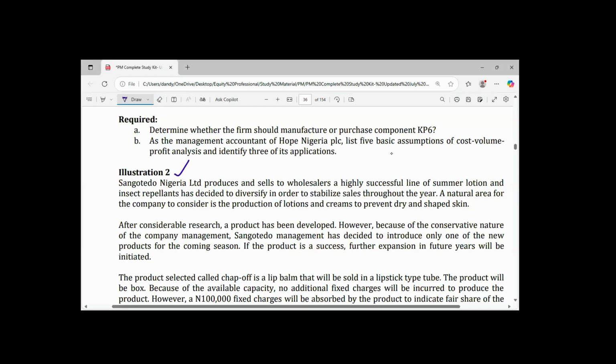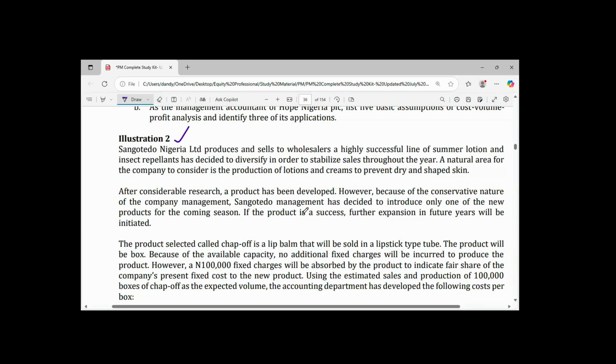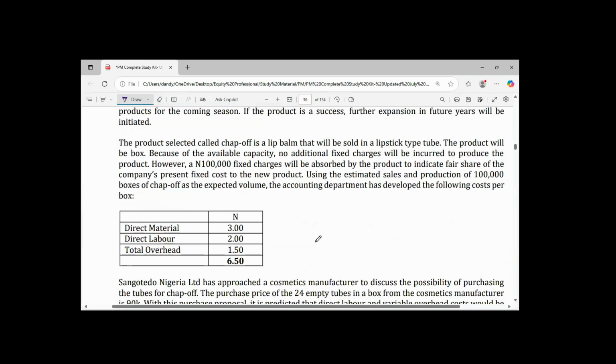Dangote Nigeria Limited produces and sells to wholesalers a highly successful line of summer lotion and insect repellents. It has decided to diversify in order to stabilize sales throughout the year. A natural area for the company to consider is the production of lotions and creams to prevent dry and chapped skin. After considerable research, a product has been developed. However, because of the conservative nature of the company management, Dangote management has decided to introduce only one of the new products for the coming season. If the product is a success, further expansion in future years will be initiated.